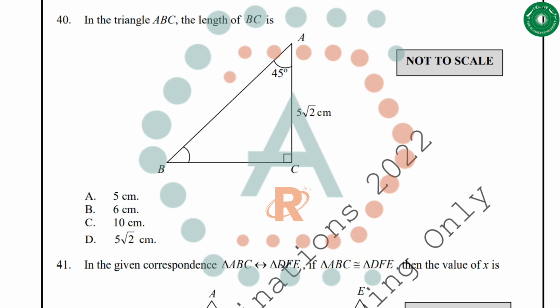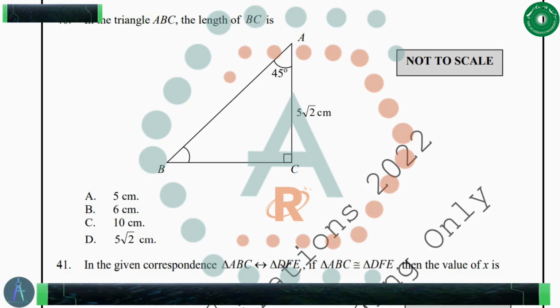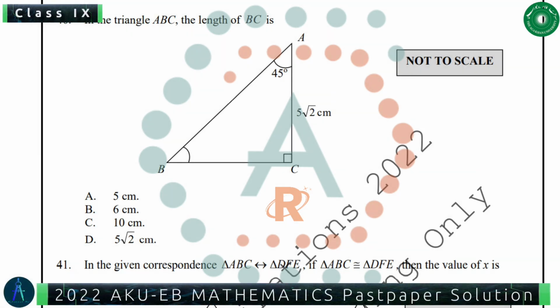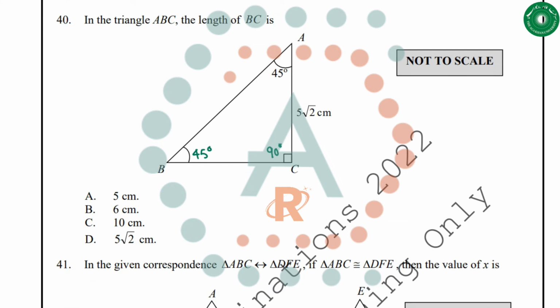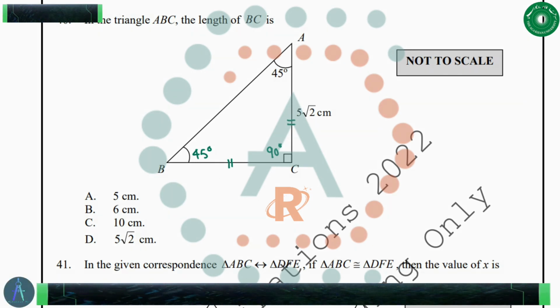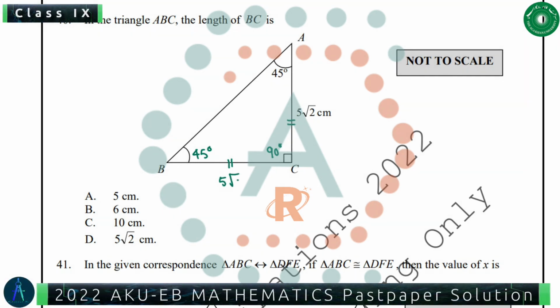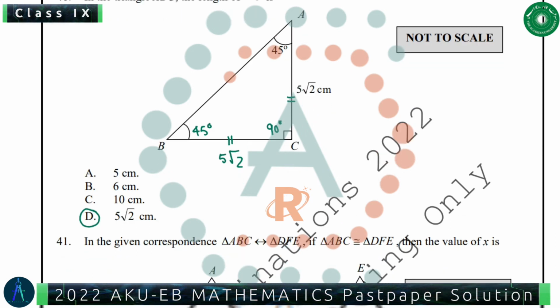In triangle ABC, we have to find the length of BC. As we can see, this is 90 degrees and this is 45. This means the angle here will also be 45 degrees. And in a right angle triangle, when the angles are 45, these two sides will be equal. So this side will be equal to 5 root 2. Option D is the right answer.